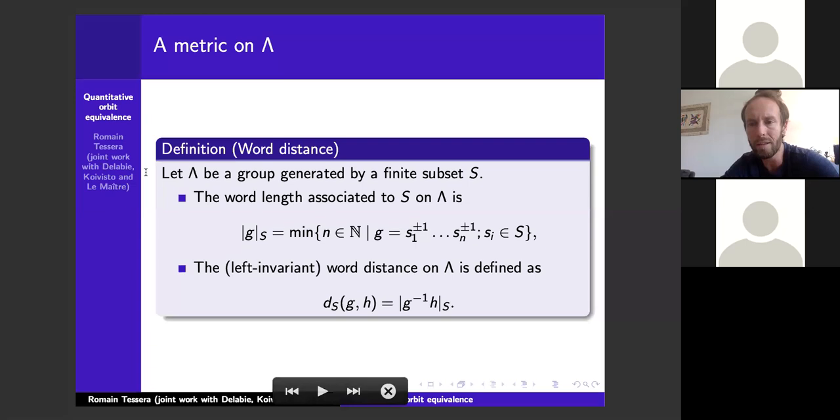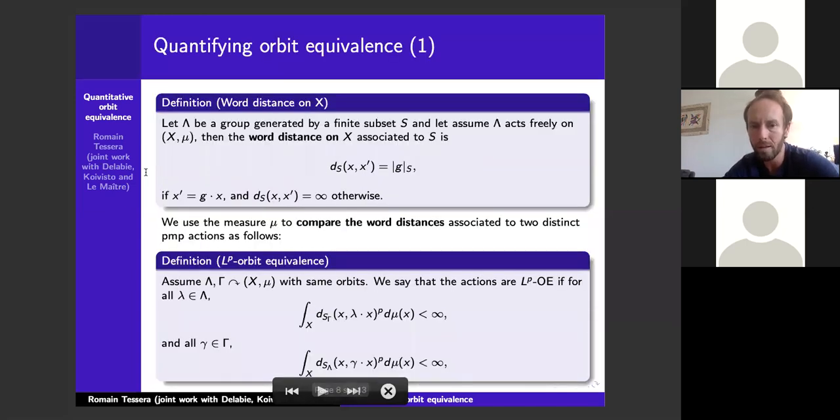So once you have this, you can start doing geometric group theory, but you can also do something about our actions. Because if you have (X, μ), a measure space, equipped with an action of Λ, and if you have a distance on Λ, then you can push this distance to X in the following way. So you can make X not only a measure space, but a metric measure space.